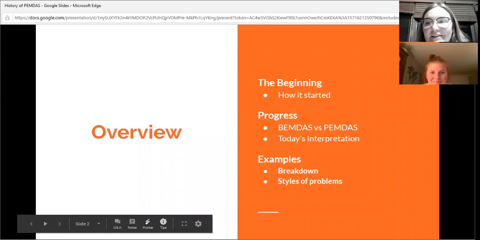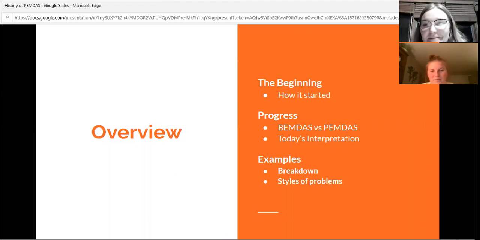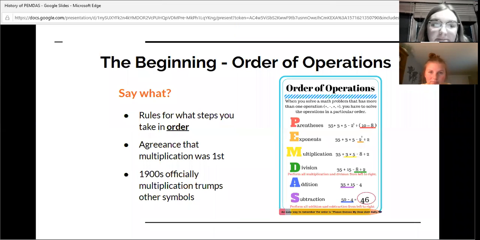Okay, so here's a brief overview of what we are going to be doing. We're going to be talking about the history of the Order of Operations, which means we're going to be talking about the beginning, the process of how it was done here and maybe other places, and then examples of the Order of Operations. So the beginning.